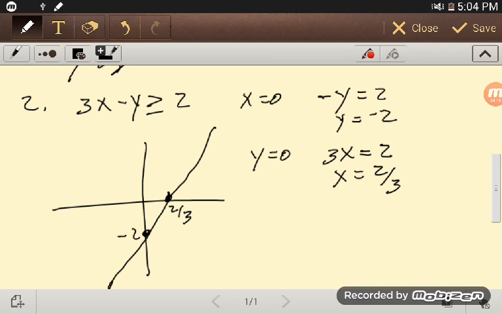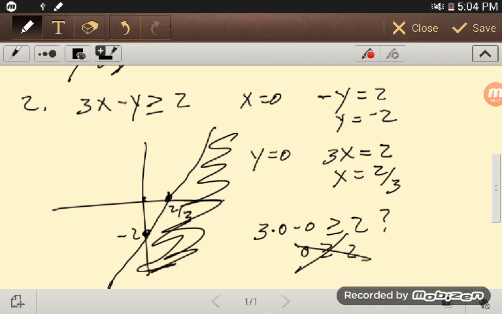Again, the nice part is it doesn't go through (0, 0), so I'll just check (0, 0). If I put in 3 times 0 minus 0 and ask, is that greater than or equal to 2? Well, I get 0 greater than or equal to 2. Oh, no, not true. And so that side can't be right. And there is my inequality.